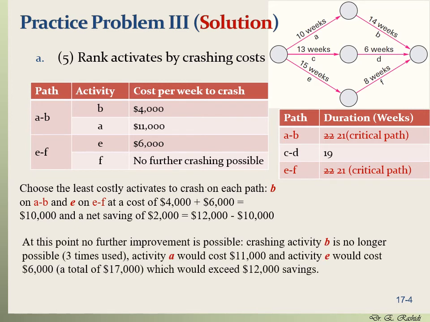So no further improvement is possible because we crashed activity B 3 times. So that means that we can no longer crash activity B. But if you want to crash activity A, that's going to cost us $11,000. And to crash activity E, it's going to cost us $6,000. $6,000 and $11,000, that's a total of $17,000, which is more than the $12,000 that it's going to cost us to run the project. So it's not economically beneficial or wise to do that. So that's why we have to stop here.